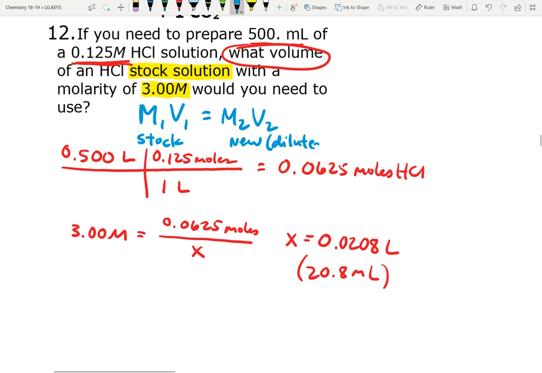However you want to think about it, it doesn't matter which one is number 1 and which one is number 2. These M's and V's are for our two solutions, and they stand for molarity and volume. M is for molarity, and V is for volume. The nice thing is that volume can be in milliliters or liters, as long as both volumes are in the same units. And molarity is just whatever the problem gives you, moles per liter.